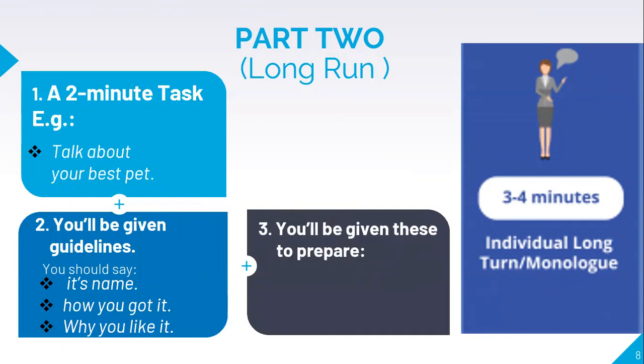But before you start talking on this topic, which over here is your pet, you will be given these things to help you prepare. You'll be given a pen and a paper with which you will make preparatory notes for about 1 minute before you start talking. So you'll be given 1 minute, and in that 1 minute, you'll be given a pen and a paper to begin to jot down some notes, some points that you will be using for your 2-minute talk. Okay, so your preparatory time is 1 minute, and once you are done, you'll be talking for 2 good minutes.